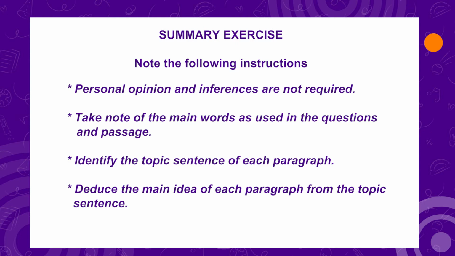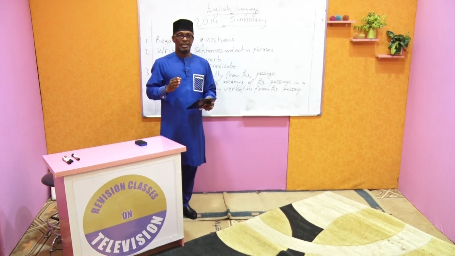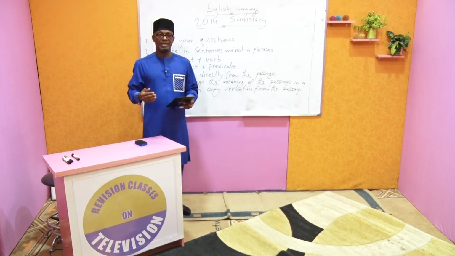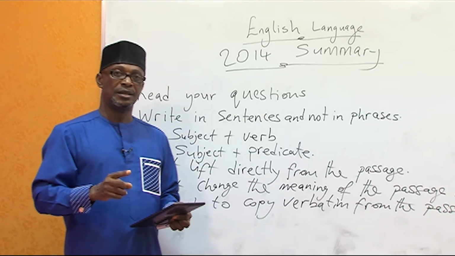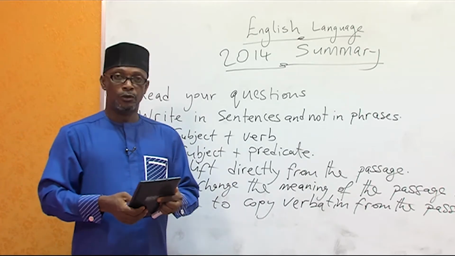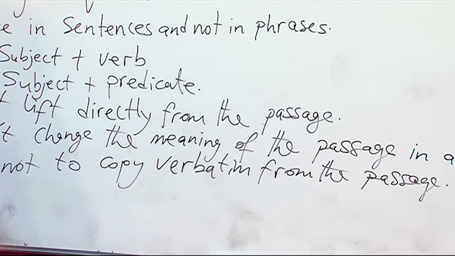We have the 2014 passage before us. This passage was chosen because of its relevance to our present dispensation. The passage is talking about the difference between the handset telephone and the mobile phone. Let's have a jolly good reading of the passage.